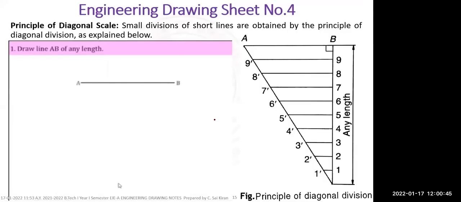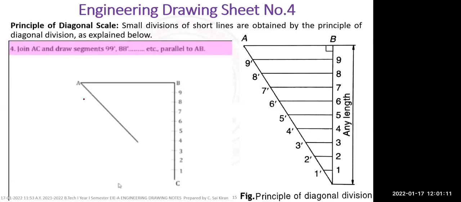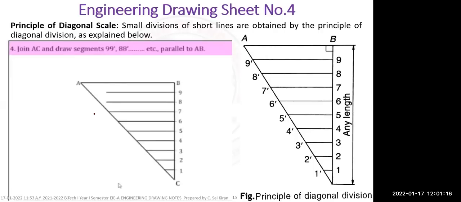So here I'm drawing a line AB. Then divide BC perpendicular, divide BC into 10 equal parts. If it is metric, you have to divide into 10 equal parts. If it is feet to inches, then you have to divide into 12 equal parts. Then mark 9, 8, 7, 6, 5, 4, 3, 2, 1. Then you have to join AC, A to C. This is a diagonal for the rectangle ABCD. AC is a diagonal, and extend the lines.